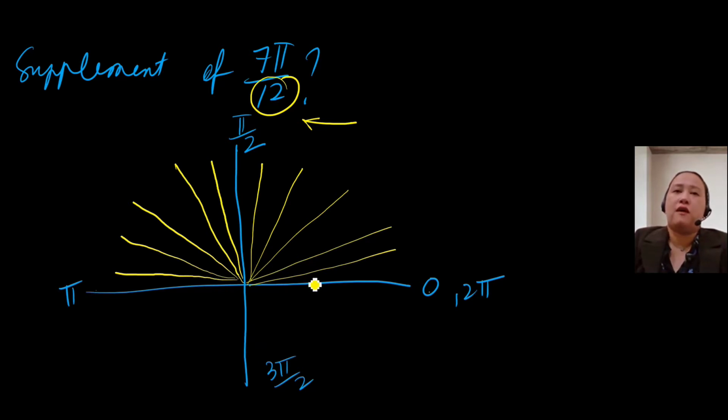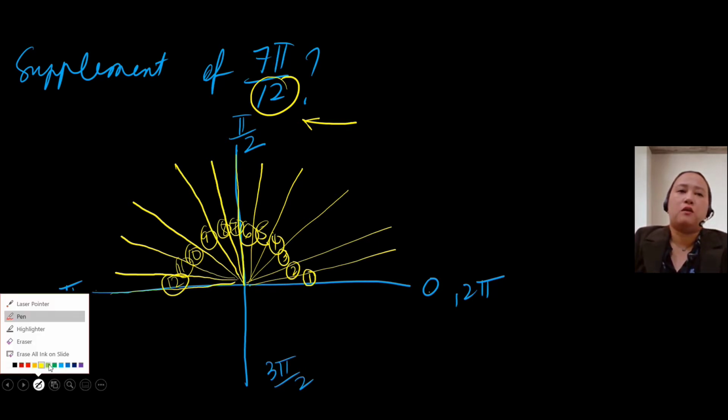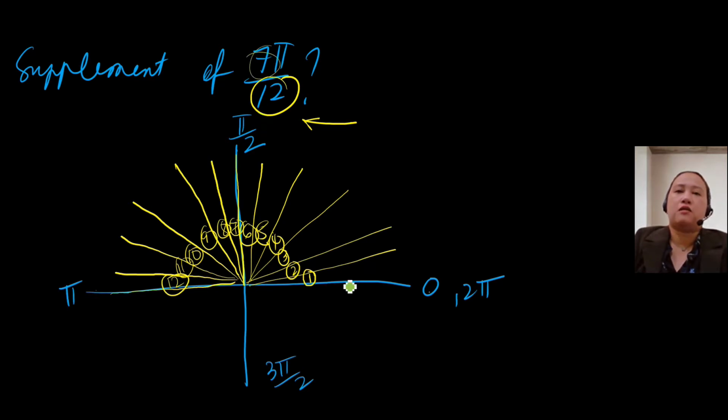So let us count if we do have 12 parts. The first quadrant should have 6: 1, 2, 3, 4, 5, and 6. Then let us continue: 7, 8, 9, 10, 11, and then 12 up to pi. For the given, how many parts do we need? What we need is 7. So we have 1, 2, 3, 4, 5, 6, 7. That is the 7 pi over 12.